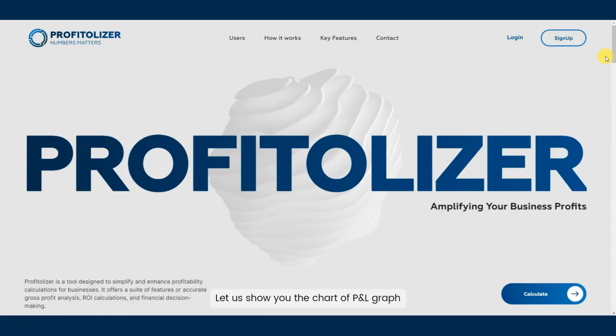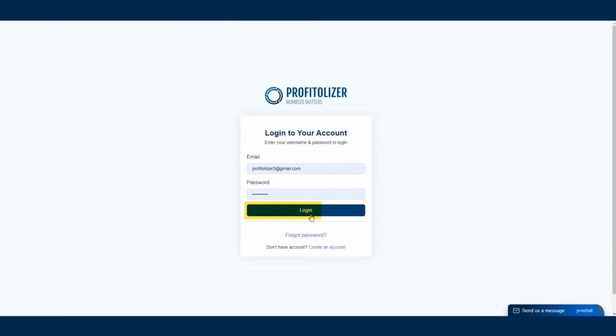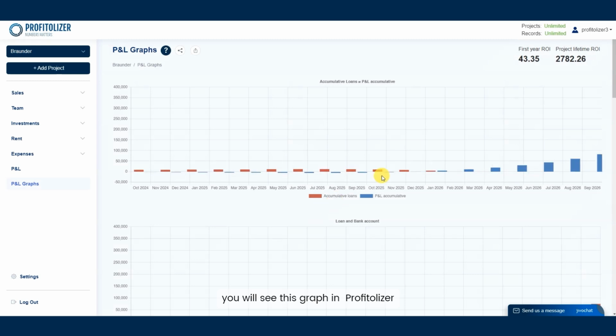Let us show you the chart of P&L graph. After logging in, you will see this graph.